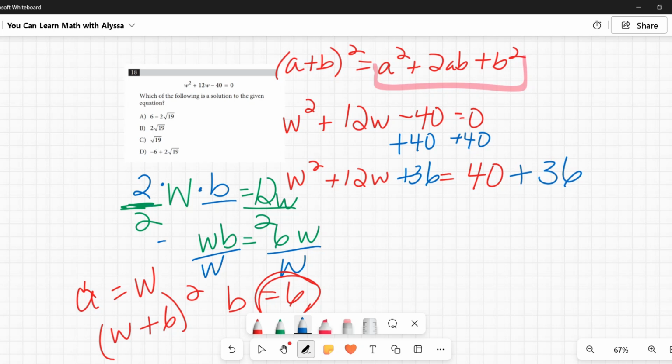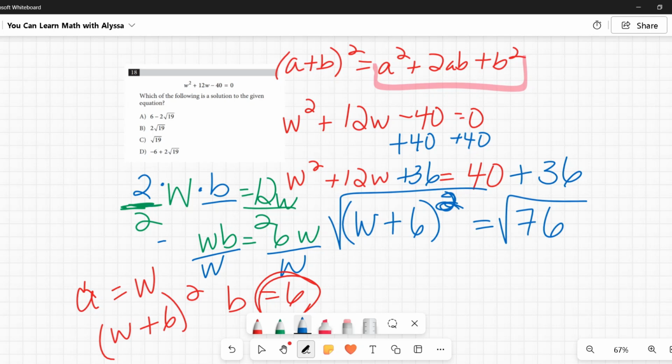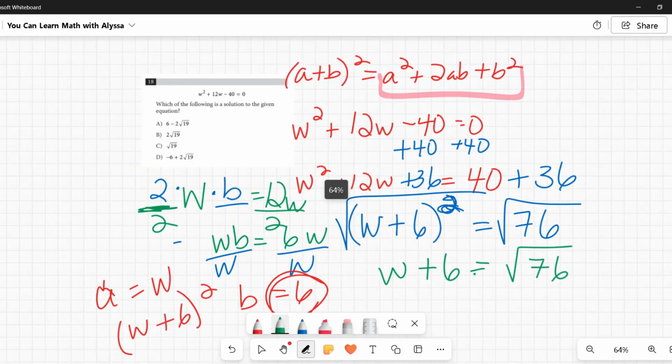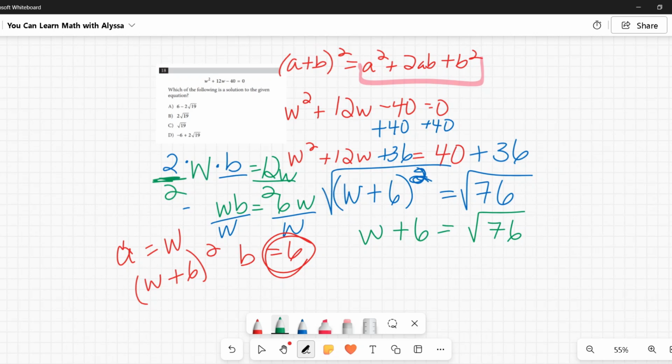So on the left-hand side, I'm going to get W plus 6 squared because I've converted it into that. And on the right, I have 40 plus 36, which is 76. So now I need to solve. So I need to undo what's been done to W. So I need to take the square root of both sides to undo this square. And on the left, I'm going to get W plus 6 is equal to the square root of 76. And then I'm going to subtract 6 from both sides to get rid of that.